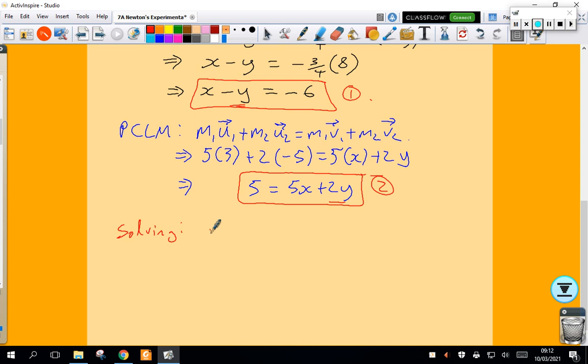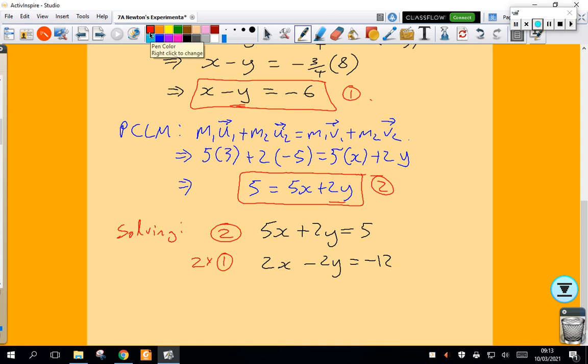So equation 1, I'm going to take it and double it. Actually, let me write down equation 2 first, and then I'm going to double equation 1. Equation 2 just says, and I'm going to write it the other way around, 5x plus 2y equals 5. And equation 1, I'm just doubling everything: double x, 2x, double negative y, negative 2y, double negative 6, negative 12. And now we're just solving from here.